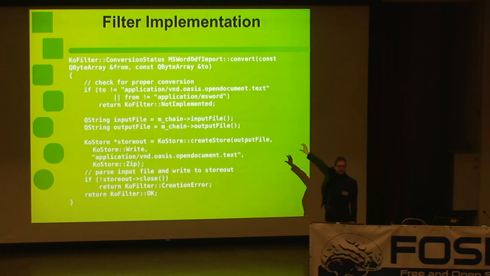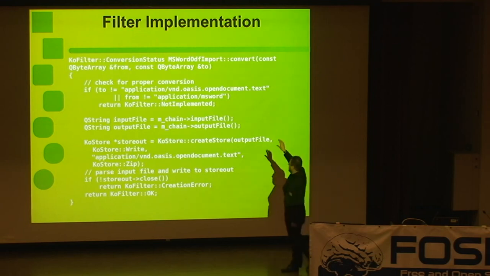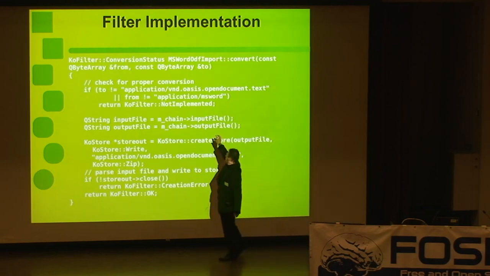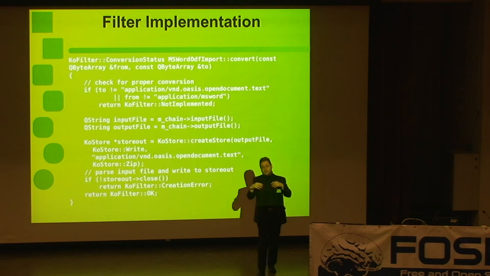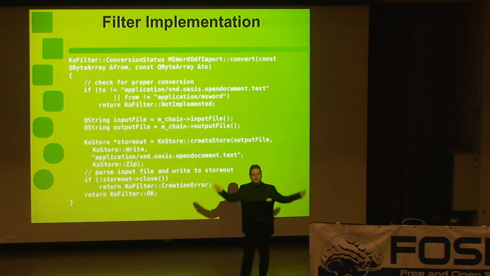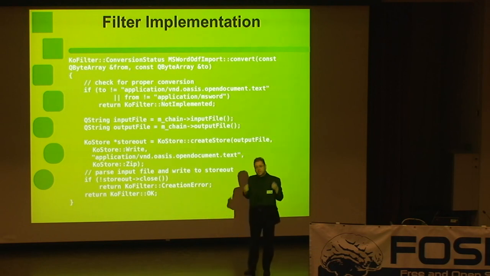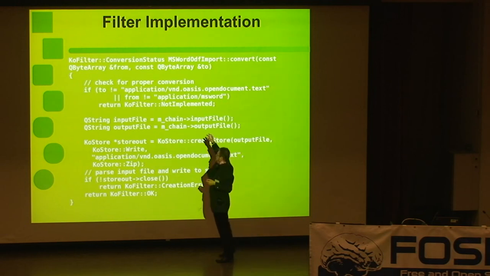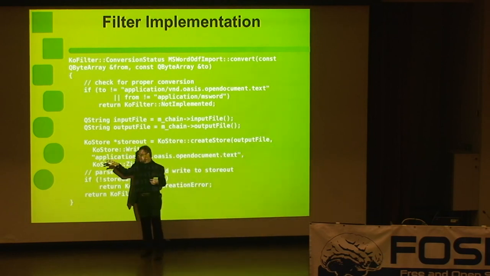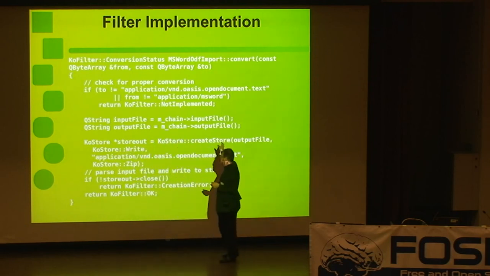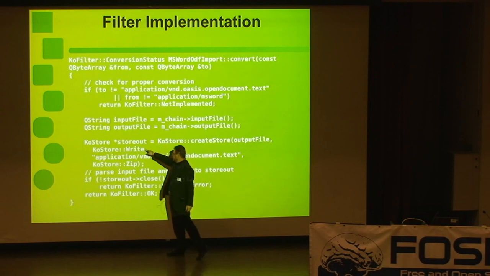So be defensive. Check that you indeed got documents of the right MIME type. That's the first part. Then get your input and output files. Calligra can chain filters, so if there is no direct conversion from one MIME type to another, but there is an intermediate format, we can go through the intermediate format. That's called the chain. We get the input file and we get the output file, the file we have to read, the name of the file we have to write to. We create a KoStore, which is a file system abstraction on that file, which we're going to write to.